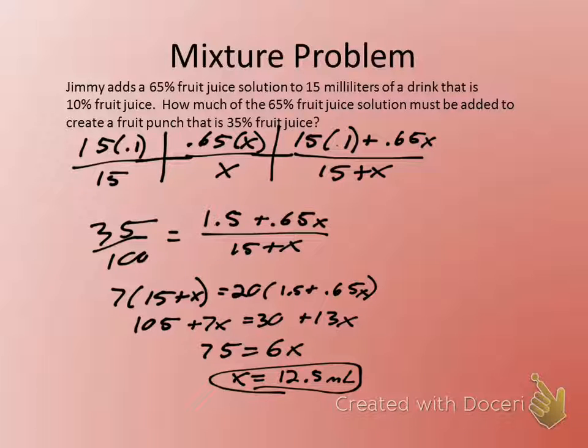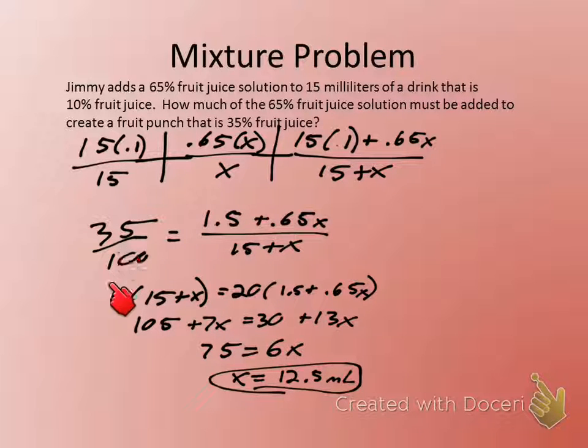Okay, so there's the setup table for this one. 15 milliliters of 10% over 15, 0.65 times x over x sets that up. 35% total, so 35 over 100. Keep this as 35 over 100 because you have to scale this up, so don't try to make this like 0.35 over 1. It doesn't work out the same. And then you cross multiply.